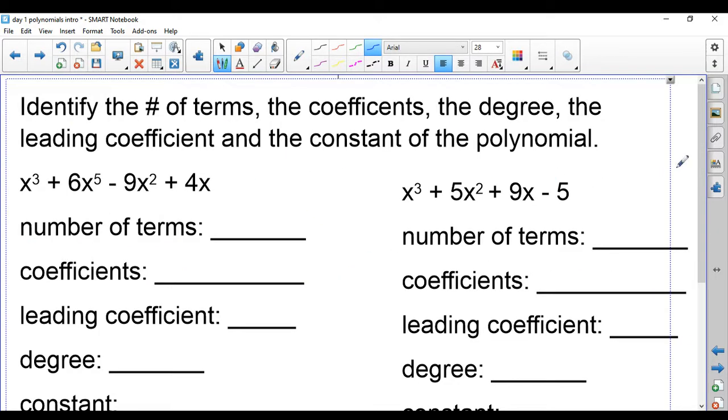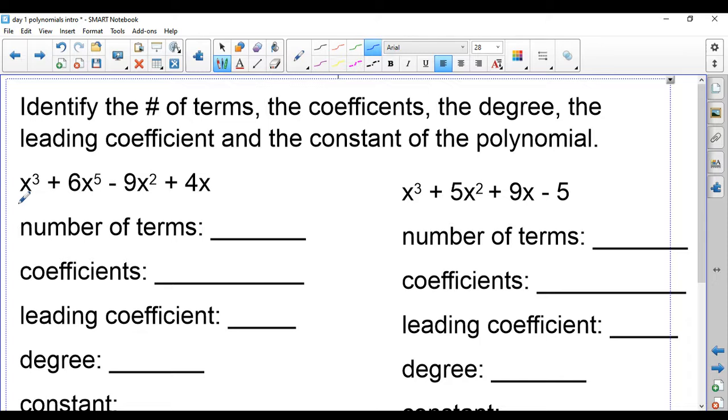You're also going to do some of the problems where you answer a number of questions about one of the polynomials. When we do this, we're going to identify the number of terms. A reminder, terms are all separated by addition and subtraction. We're going to list the coefficients. The coefficients are the numbers that are multiplying variables. We're going to give the degree, which is the highest exponent, the leading coefficient, which is the coefficient of the term with the highest exponent, and the constant, which is the number without a variable.